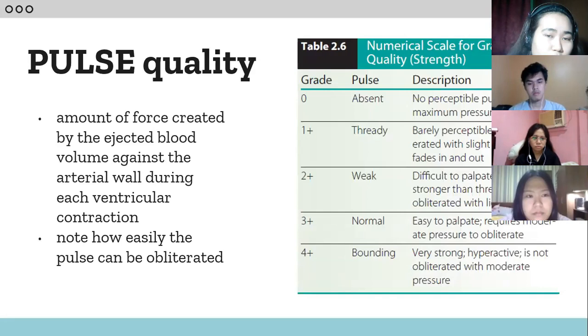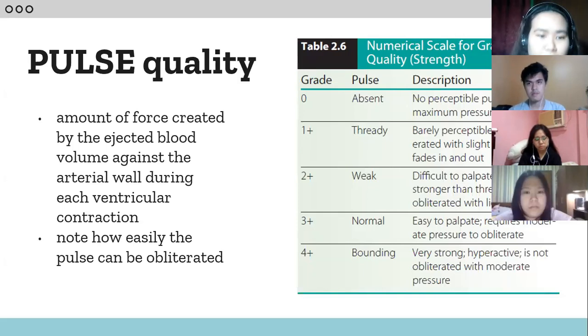So, the table on the right side, which is found in your Sullivan, shows the numeric pulse quality, wherein a grade of 3 plus is normal, where the pulse is easy to palpate, and for obliteration, meaning to hide, remove, or destroy it, you need moderate pressure. Beyond or lower than that is abnormal. So please read that one.